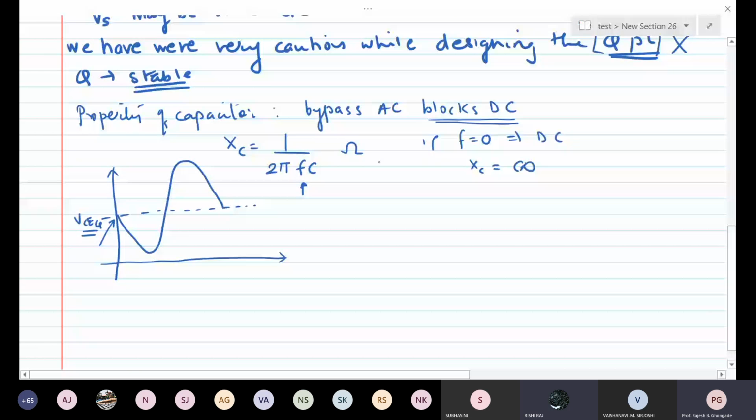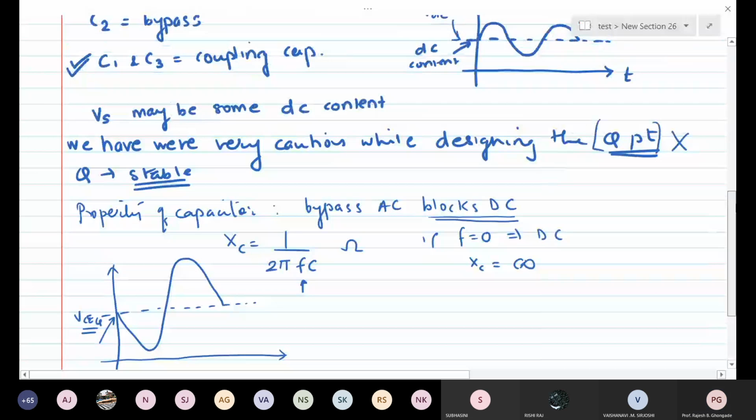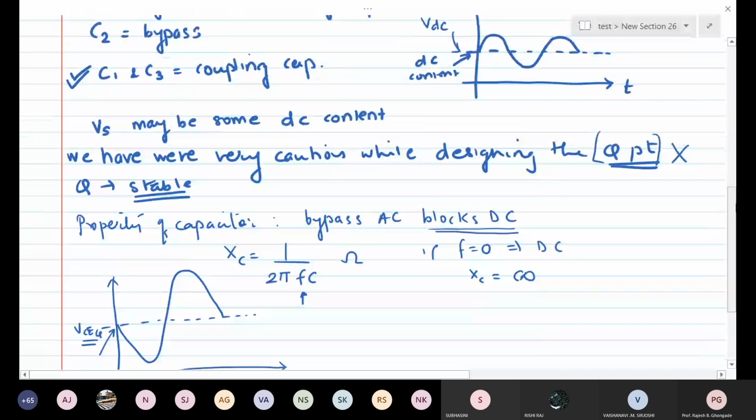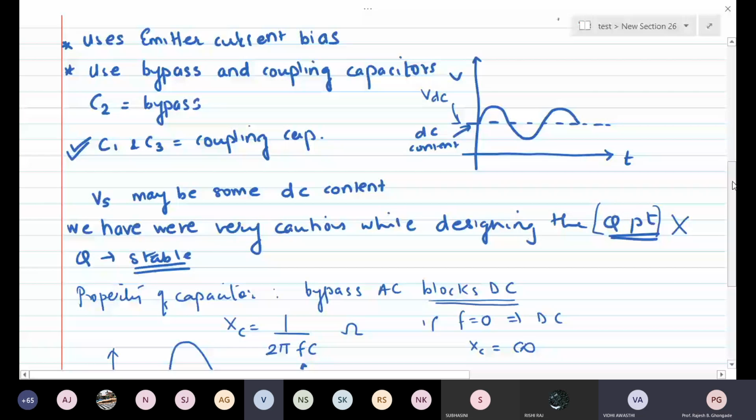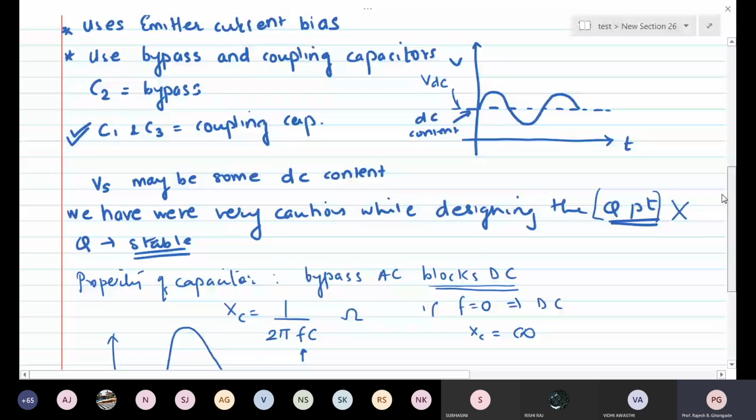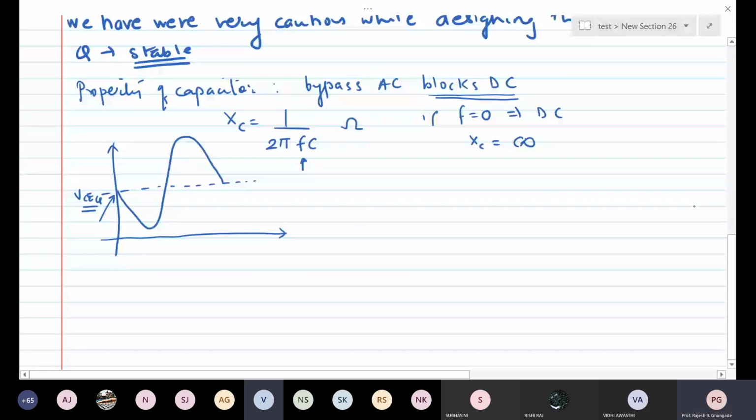Is there any question with these coupling capacitors at least? Yes? No, I hope not. I hope you are jotting down your own notes, whatever I scribble on the screen. Yes, sir. Okay.